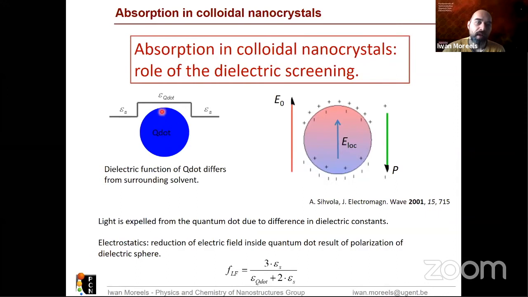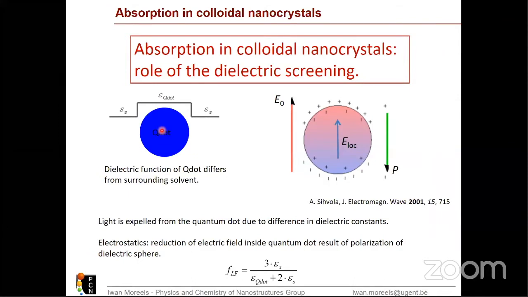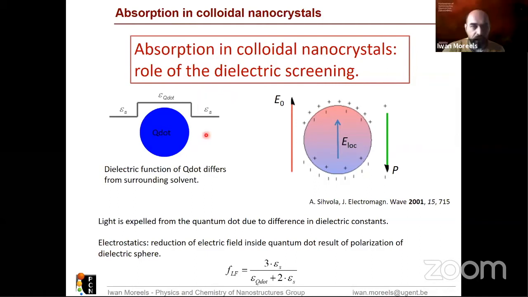So this means that the optical constants, the dielectric constant of a quantum dot, when it is suspended in an organic medium, differs very much from this organic medium. Typically, values for the dielectric constants of semiconductors are between 10 and 25. Typically, the dielectric constant for organic solvents is around 2.